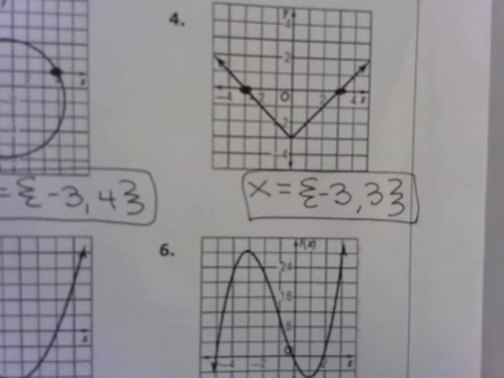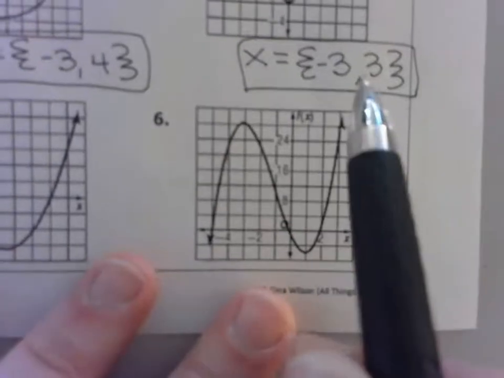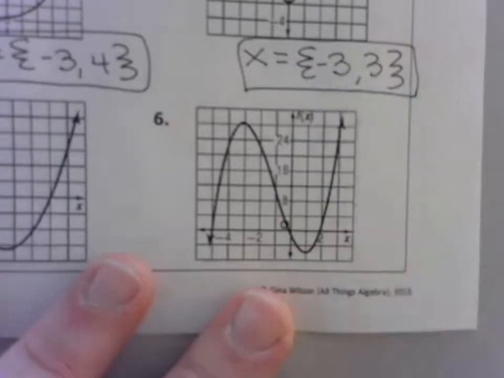And then let's look at 6 real quick. Any questions? Why do we use the fancy bracket? It's just because I'm listing it. If you didn't put it, I wouldn't count off. But it's just because when you list multiple x values, you put brackets.